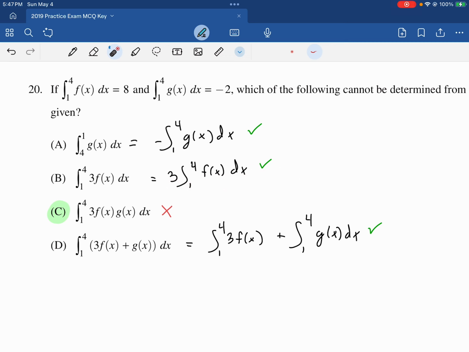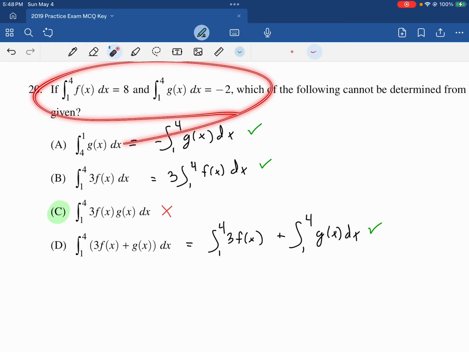I'm going to skip C for a second. D is something where you can separate it into 2 separate integrals, and this 3, like choice B, can be pulled out. I do know the integral from 1 to 4 of f of x and the integral from 1 to 4 of g of x. I, by deductive reasoning, can evaluate A, B, and D. The product of these is not something I know a lot about, and I know that with addition and subtraction I can split this up into 2 integrals, but not with multiplication. We are not able to evaluate C with the given information.